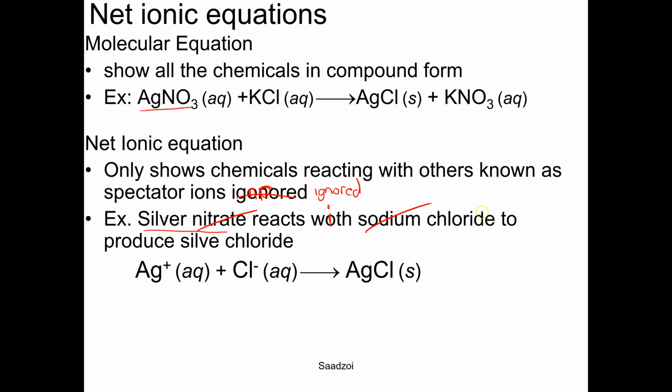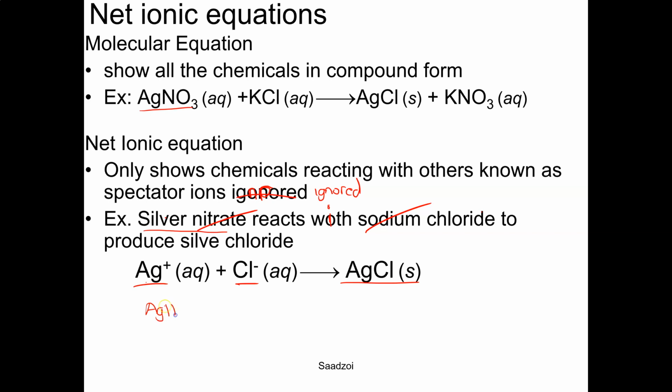Silver and chloride ions. So that's what net ionic does. It just includes only the chemicals that are actually involved in the final reaction. Everything else is ignored. So you have silver ion plus chloride ion produces silver chloride. That's called your net ionic equation, versus you having to write it like this.